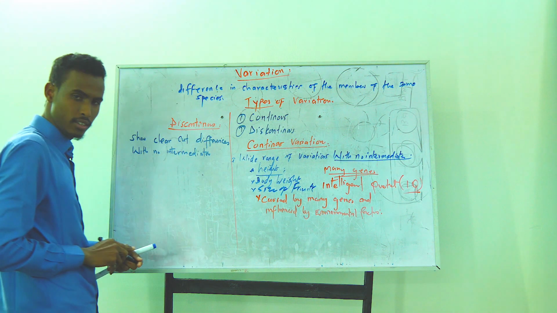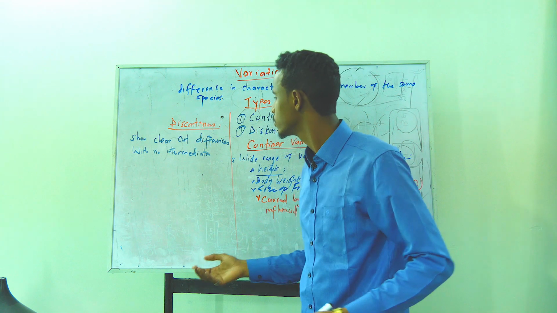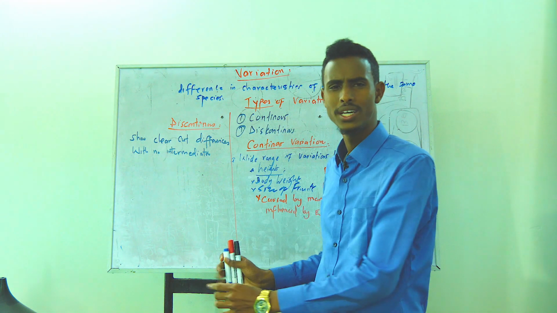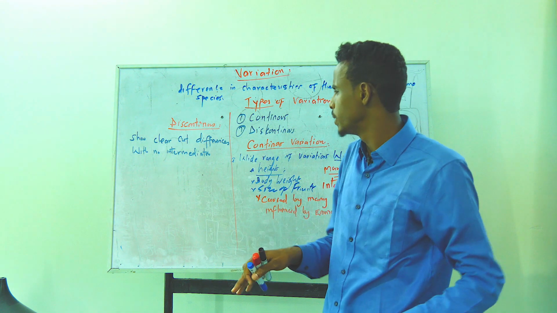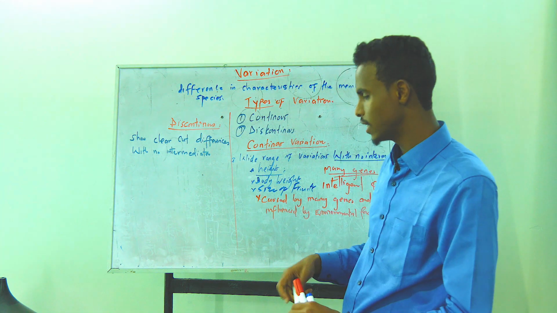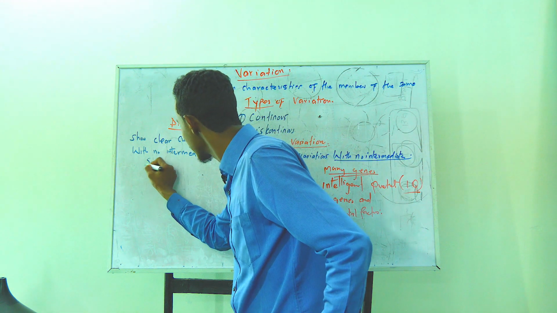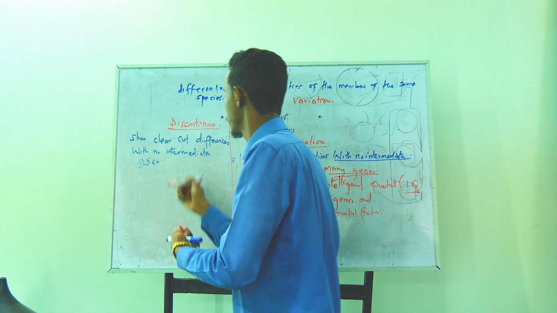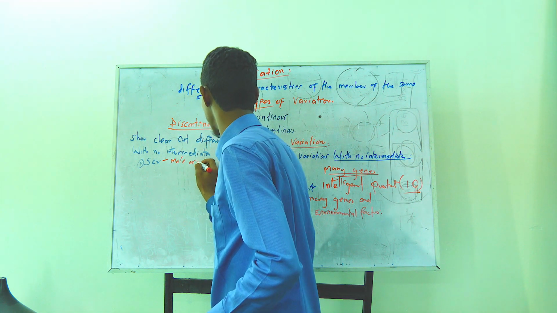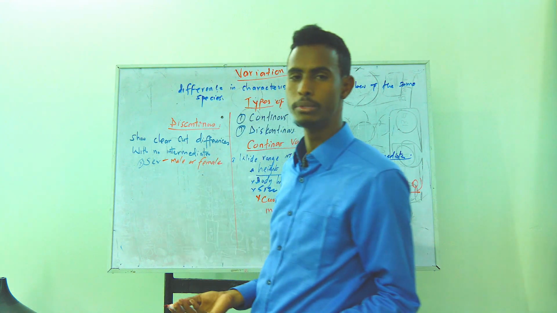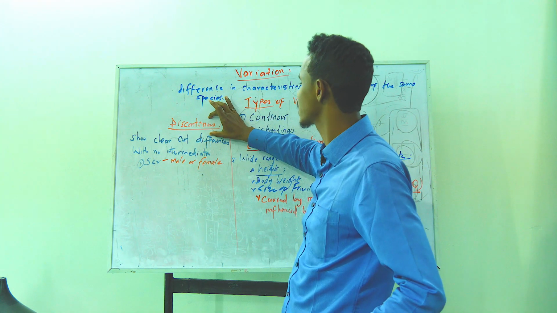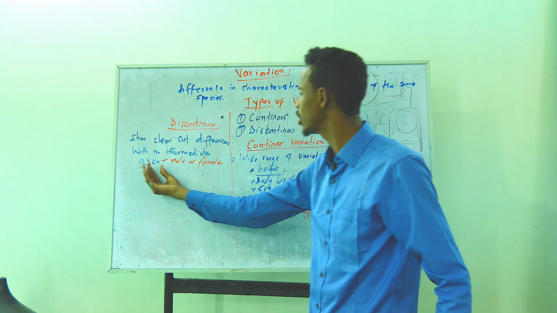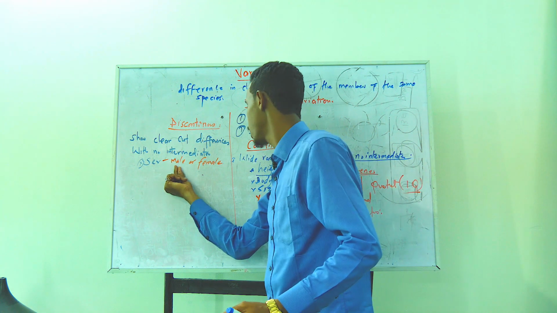For example, what does that mean? This discontinuous variation is a type of variation where species show clear-cut differences with no intermediate. For instance, let's look at the sex of an organism. An organism can either be male or female. There's no intermediate. And in such a case, we call it a discontinuous variation, where the organisms show clear-cut differences with no intermediate. An example is the sex, where an organism can either be a male or a female.